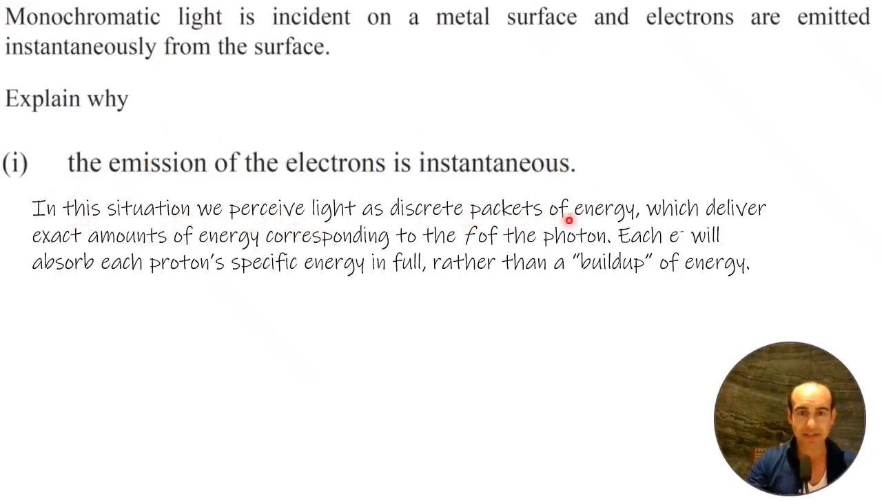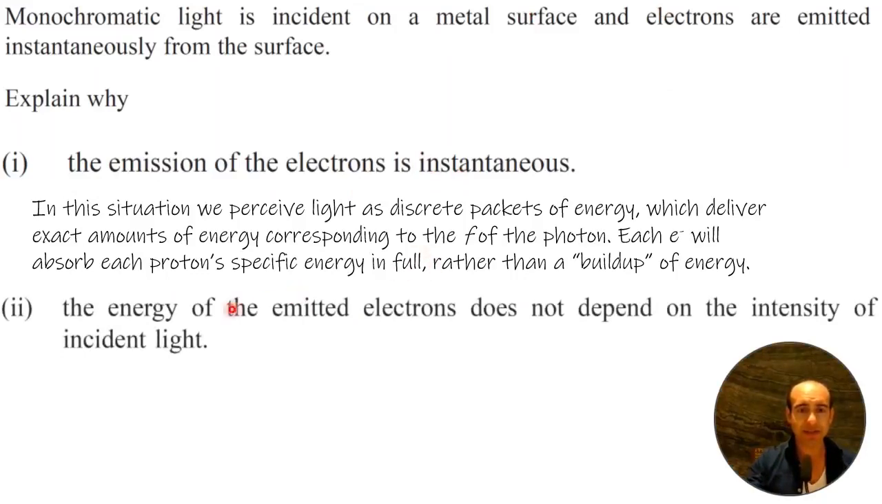So we want to perceive light as discrete packets of energy according to the frequency of the photon. So the energy of each photon is going to be related to its frequency, okay? And so instead of energy building up on the surface of the metal, it's actually just going to be instant. The moment these photons strike the surface and have enough energy to dislodge an electron, it's going to do so, right? So hopefully that makes sense.